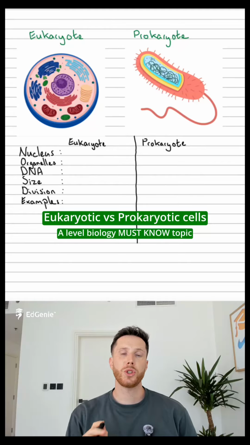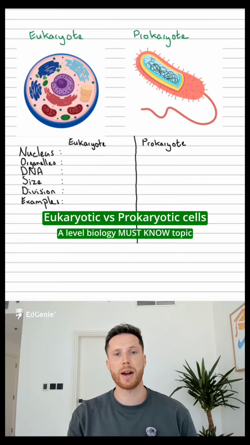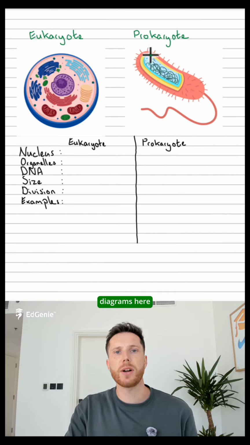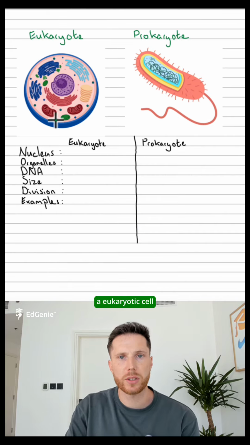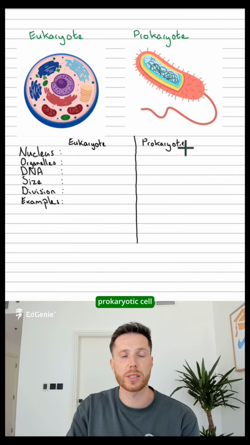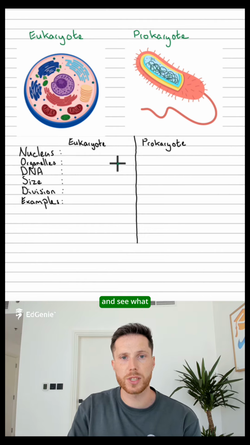This is one of your must-knows for A-level biology, and this is the difference between eukaryotic and prokaryotic cells. So we can see in our diagrams here, we've got an example of a eukaryotic cell and an example of a prokaryotic cell. So let's go through some of the different features and see what the differences are.